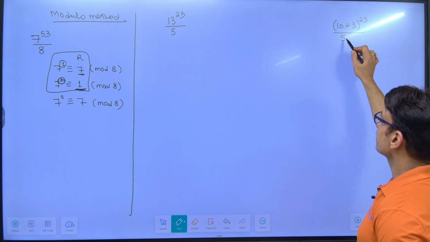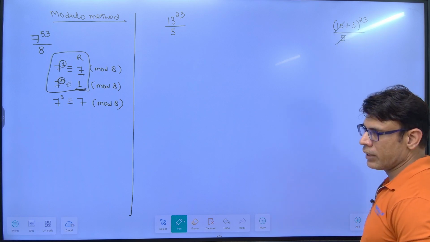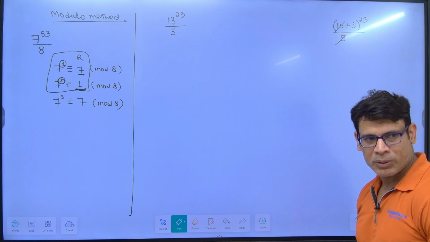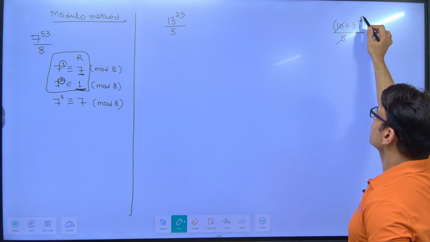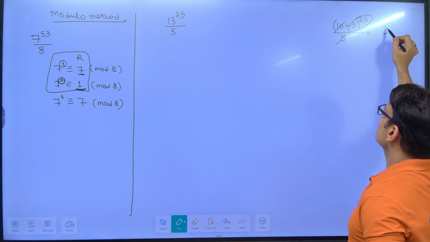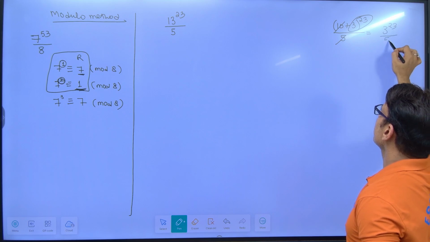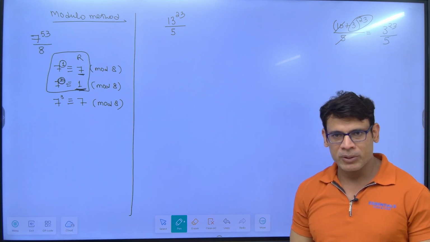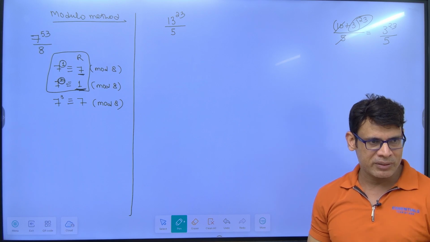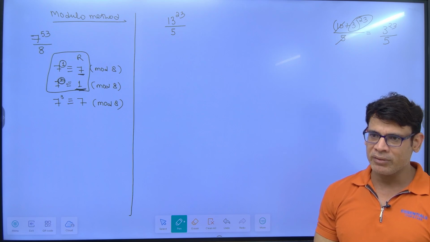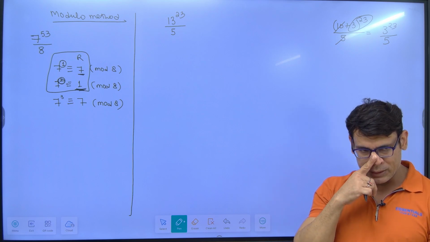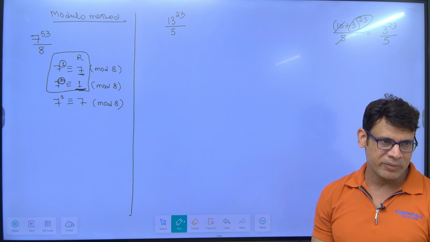Now 5 will cancel 10 or any power or multiple of 10, right? What it will not be able to cancel is 3 raised to the power 23, again divided by 5. Because 3 raised to the power 23 is a large number, it should definitely be more than 5. So I have to check what the remainder is when 3 raised to the power 23 is divided by 5.